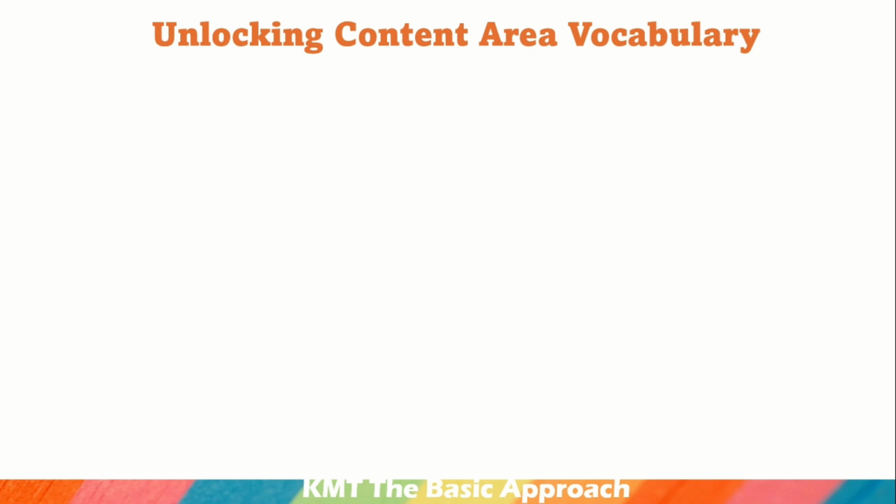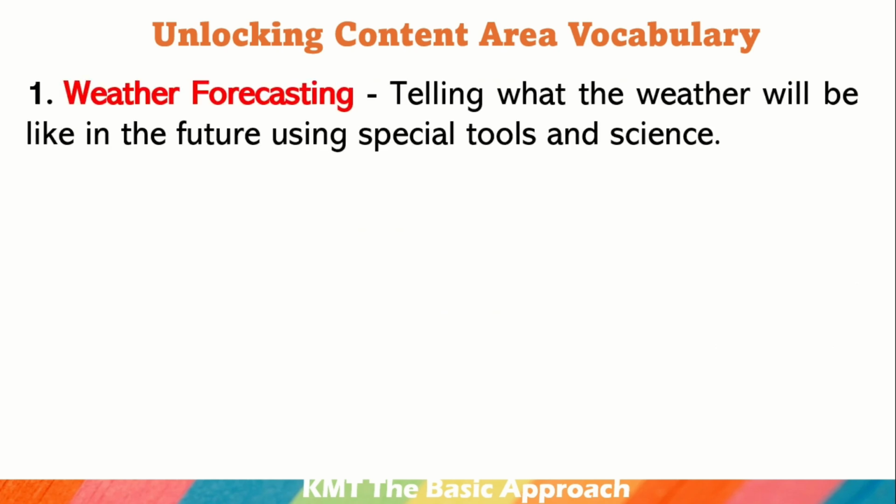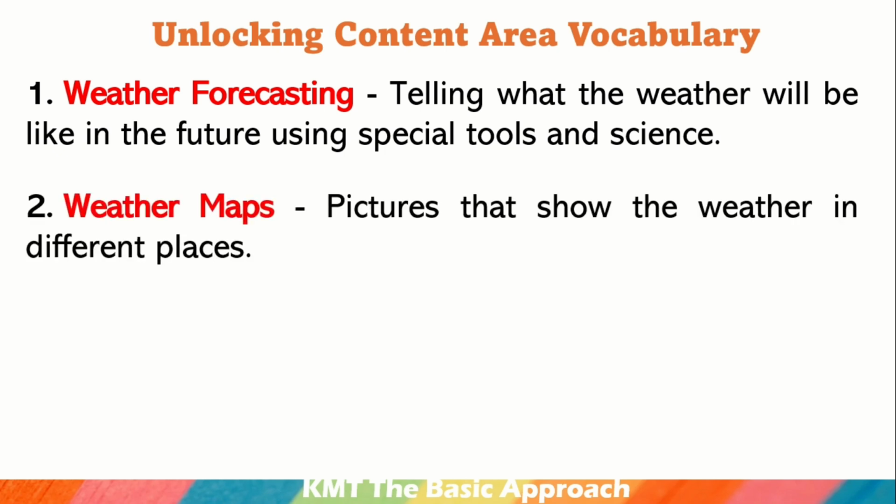Now let us learn their meaning. Number 1. Weather forecasting. Telling what the weather will be like in the future using special tools and science. Number 2. Weather maps. Pictures that show the weather in different places.